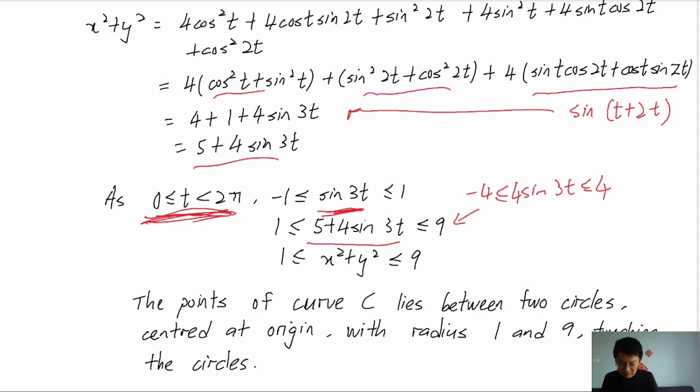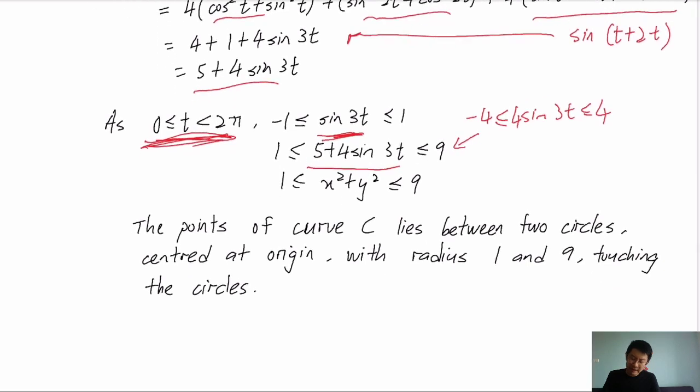What is 5 plus 4 sine 3t? That is the value for x squared plus y squared. So the value of x squared plus y squared is in between 1 and 9. Because we know that x squared plus y squared is equal to r squared, our r squared is in between 1 and 9. So it means r is in between 1 and 3. For all the points on this curve, the points are always in between r equals 1 and r equals 3. Sorry, I made a mistake here. This one should be 3.